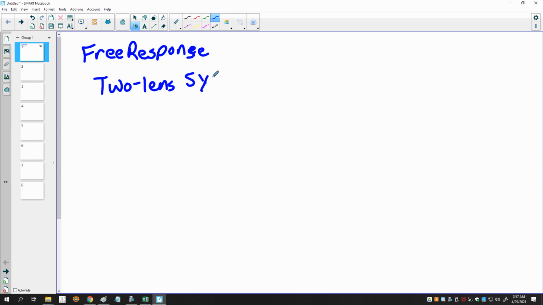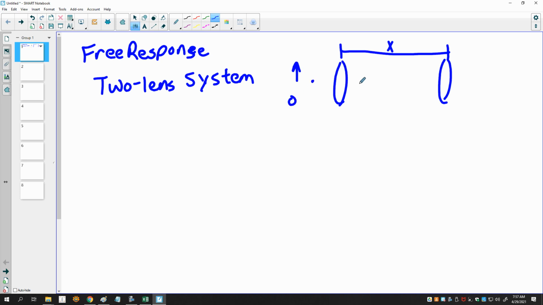This is probably the easiest of the 4, where you're going to have 2 lenses right here. They're separated by a certain distance. We'll call it X, and I'm going to have an object over here, focal point here and here. And I'll ask you, what is the total magnification? And then also, what is the final image distance? That's going to be Q2.